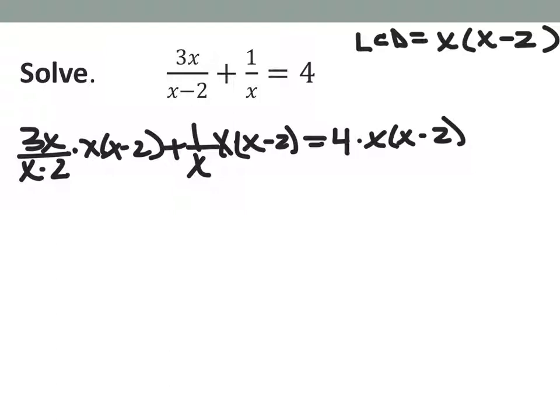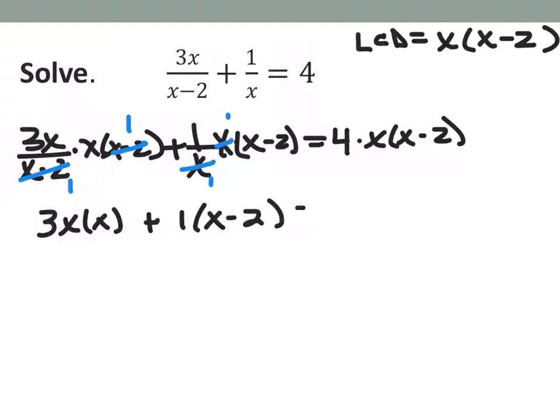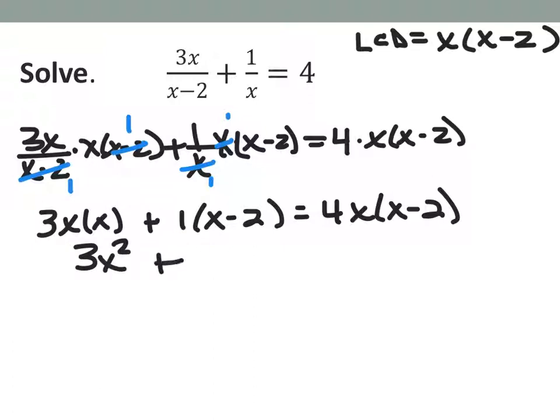Now when we do this, we get lots of dividing out. These x minus 2's divide out. In this term, the x's divide out. And so we get 3x times x plus 1 times x minus 2. And on the other side, 4x times x minus 2. Let's go ahead and distribute: 3x squared plus x minus 2 equals 4x squared minus 8x.